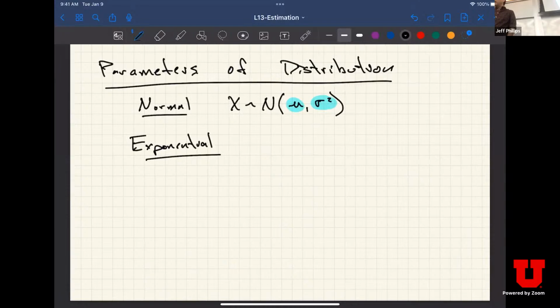Distribution, right? Remember the normal distribution was like 1 over 2 square root 2 pi sigma e to the negative some value x minus mu squared over sigma squared. Okay, so that was the normal distribution.